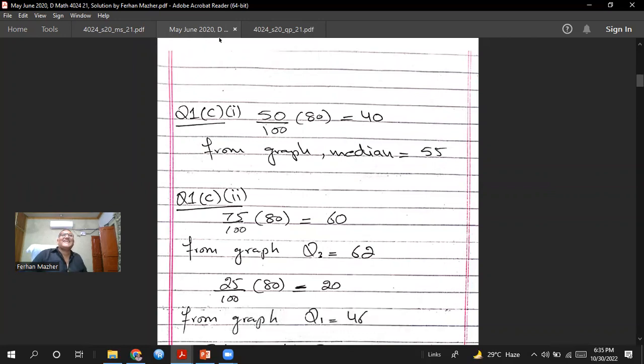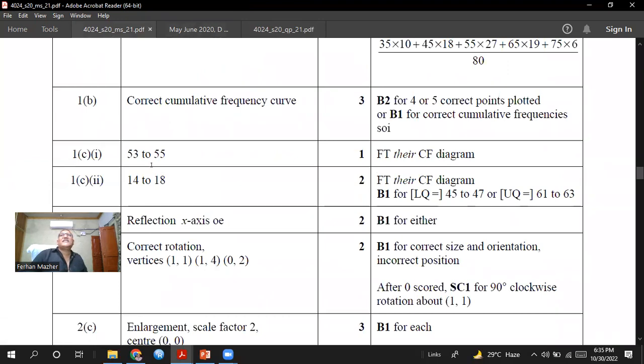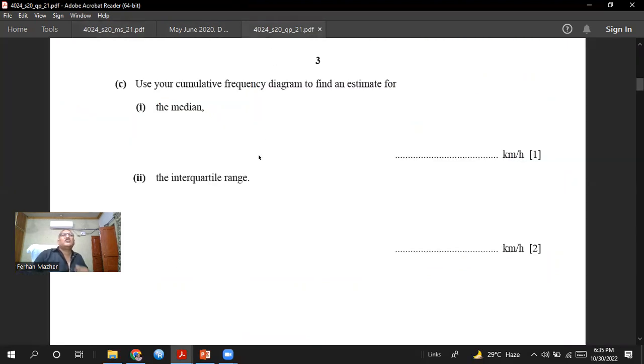I hope you understand how we have done this. So let me show you, correct? It says that the median will be from 53 to 55, so our answer of 55 is right. Then the question is to find the interquartile range. The interquartile range is basically the upper quartile minus the lower quartile. We say Q3 minus Q1.